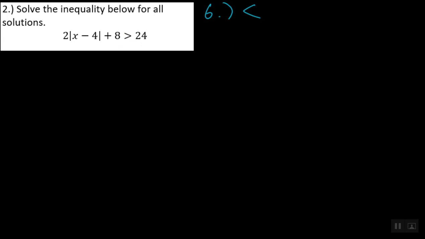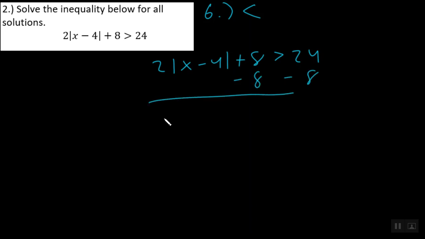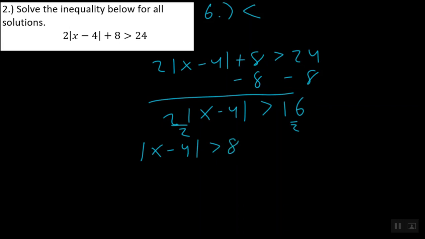All right, so for this one, whenever we have 2 times the absolute value of x minus 4, plus 8, is greater than 24, what we would like to do is still go ahead and get our absolute value bars by themselves. Okay, so let's see here. We can do minus 8, and we'll get 2 absolute value of x minus 4, close absolute value, is greater than 24 minus 8, which is going to be 16. And then from there, we can divide both sides by 2, and now we have the absolute value of x minus 4 is greater than 16 divided by 2, which is 8.